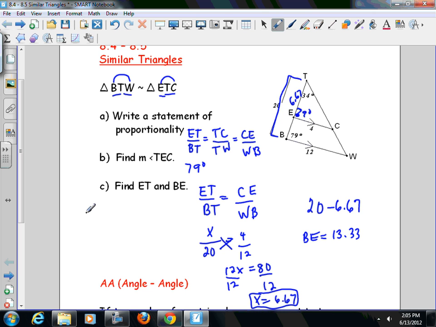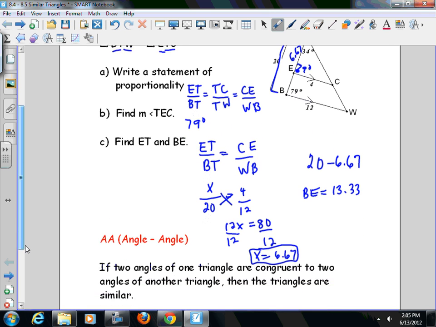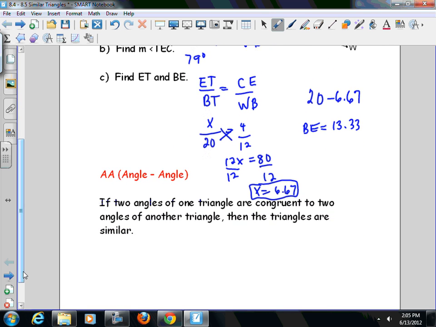Now don't let this confuse you. Don't let it frustrate you. This will come with practice. With similar triangles and similar figures, it just takes a lot of practice, and that's what we're going to be getting in class. So don't be discouraged if you don't get everything on the first try, because we will be doing a lot of practice with this, and I will be there to help you.